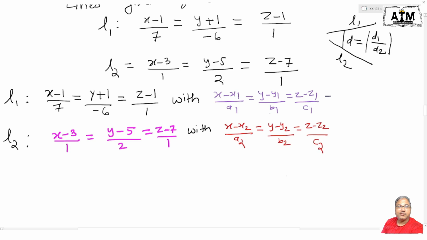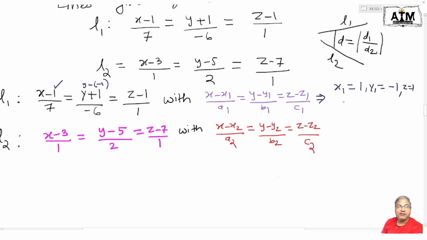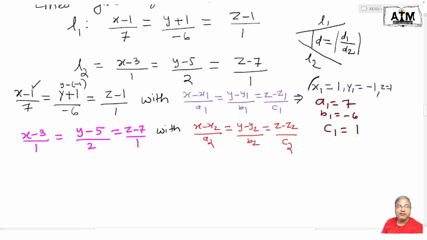Now with the first comparison, we get x1 value equals 1, and y1 equals -1. Here it is y plus 1, you can write it as y minus of -1. Therefore y1 equals -1 and z1 equals 1. And the direction ratios of the first line: a1 equals 7, b1 equals -6, and c1 equals 1. So these are the coordinates and direction ratios for the first line.